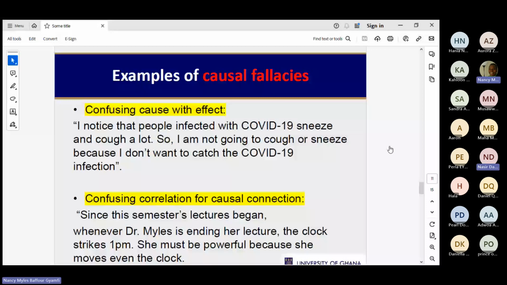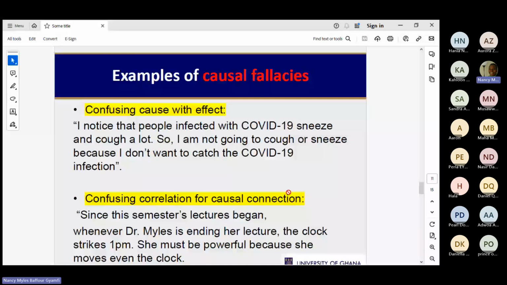Very good. Do you have any question? If you have a question, please unmute and ask me now. Don't worry, just unmute and ask. I'll take it. Okay. Then we move on to the third one.